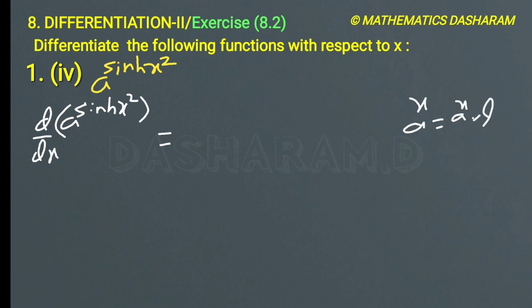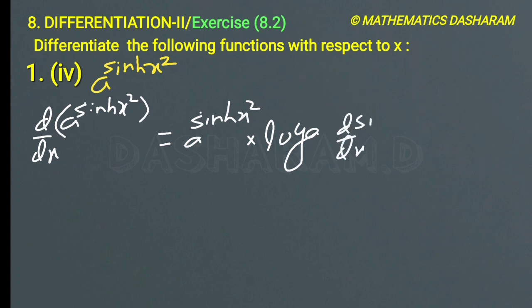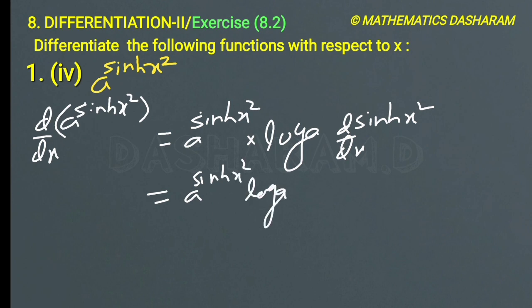A power x into log a. So here at the place of x we have sinh x square, so a power sinh x square into log a. Next, do the derivative of another function, that is sinh x square. So a power sinh x square into log a, and the derivative of sinh x is cosh x, and at the place of x we have x square, so cosh x square. Next, do the derivative of one more function, that is x square.